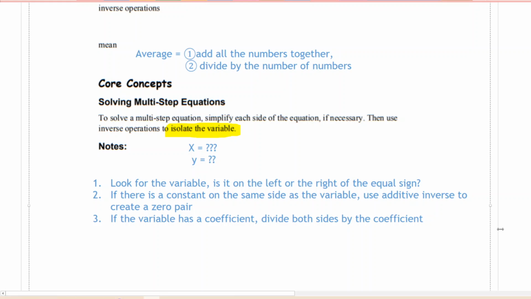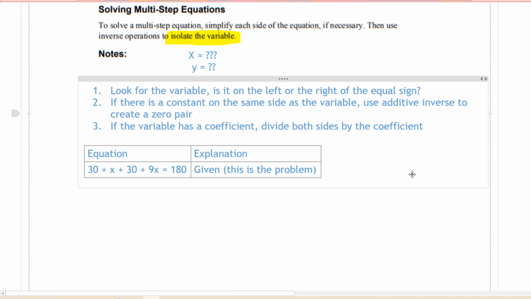Next, and usually the last step here, if the variable has a coefficient, you want to divide both sides by that coefficient. Now we haven't used the term coefficient yet. A lot of times when we solve equations, we like to give the reasons for why we're doing things. So this is kind of a beginning of that. On the left side you've got the equation, and on the right side, you have the explanation.